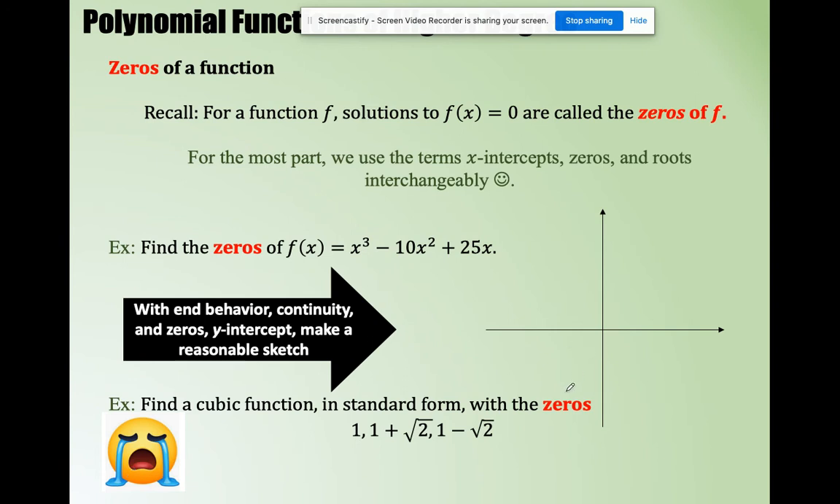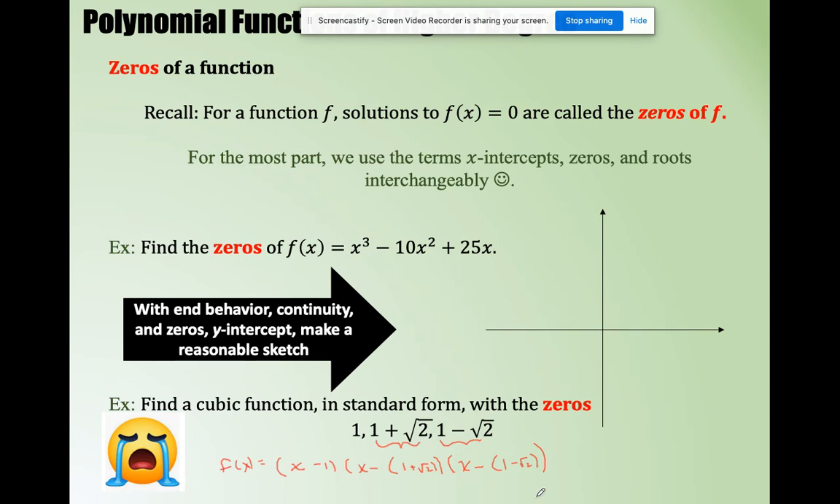annoyed, right? If I have these zeros, notice these zeros are real. They're just not nice, right? Square root of 2 is like 1.4-ish. So this is 1 plus 1.4 and this is 1 minus 1.4. Those are still real numbers, right? So those are my 3 factors.